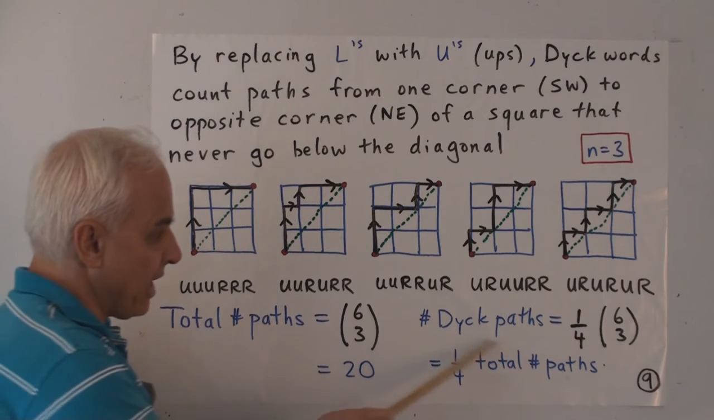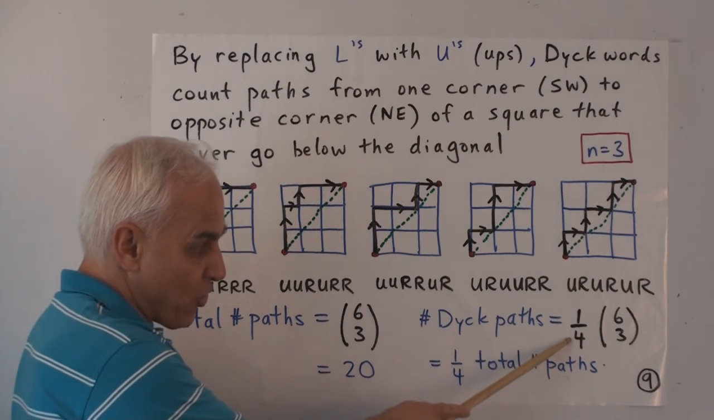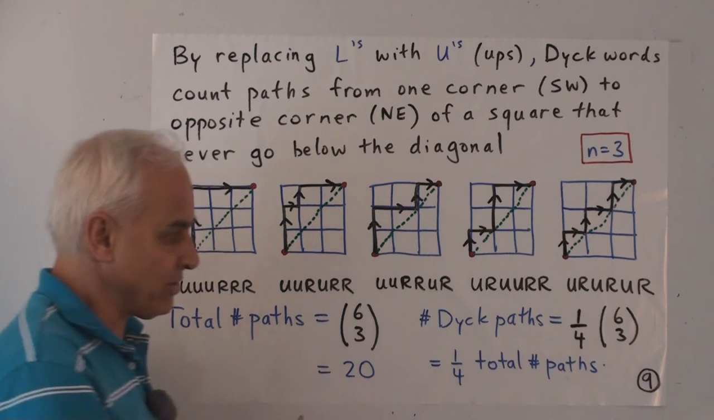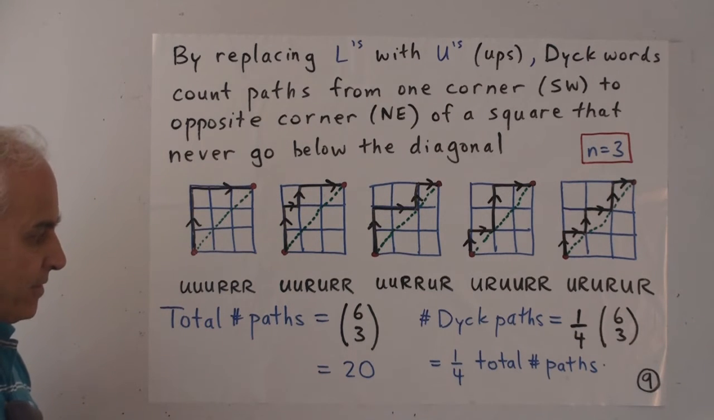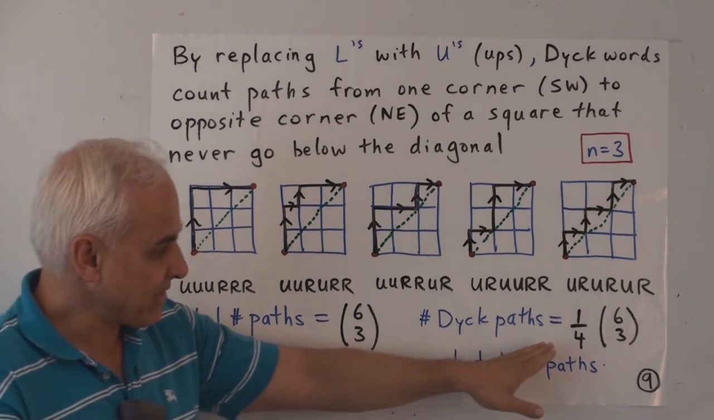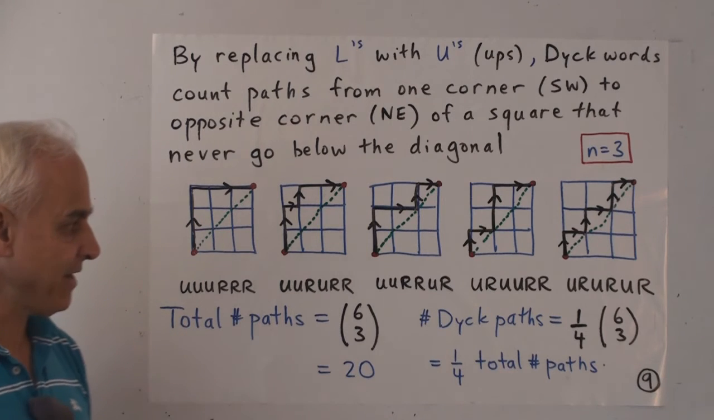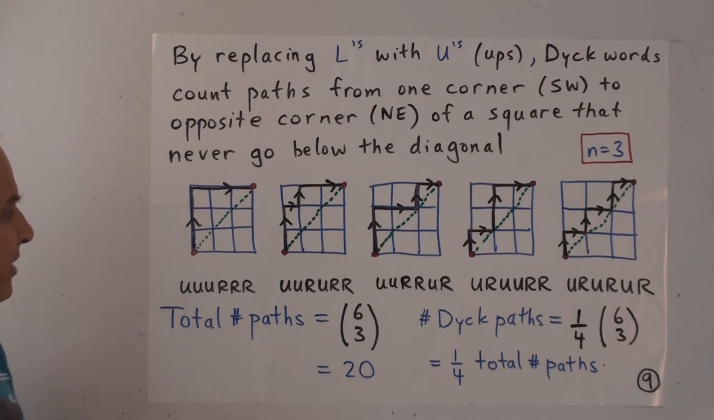On the other hand, these Dyck paths, that's our Catalan number. And our formula is 1/4 of 6 choose 3. So 20 divided by 4 is 5. And this is telling us that 1/4 of all the total number of paths have this property that they stay above or on the diagonal.